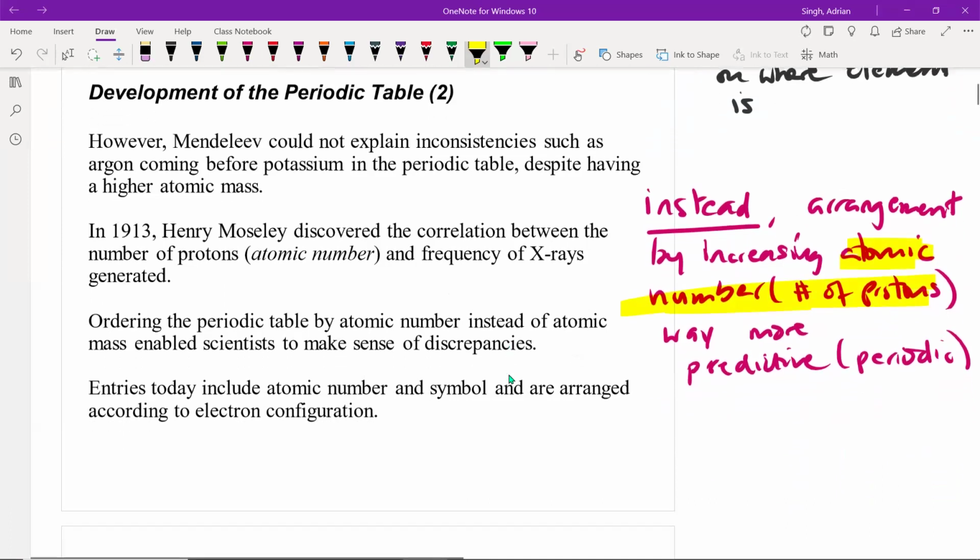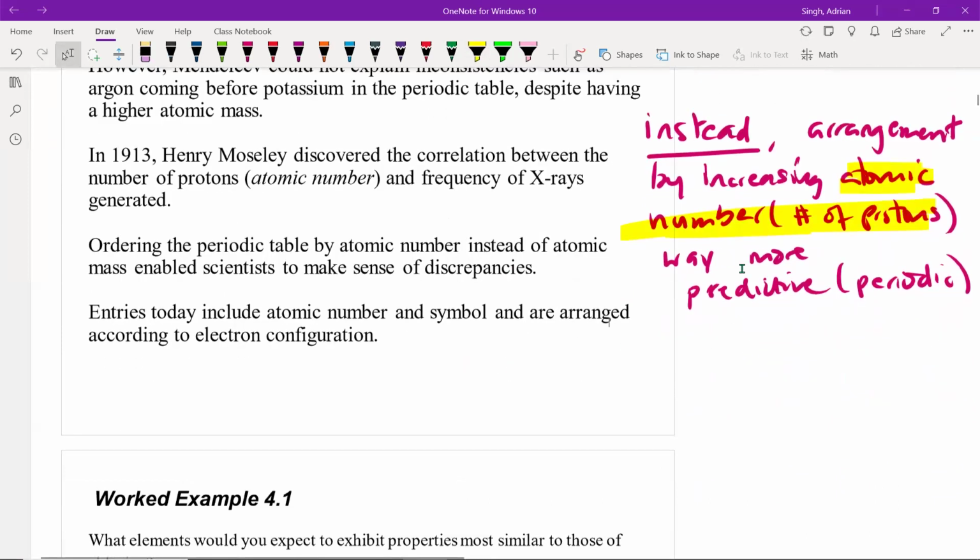As a result of that, we're going to see there's a tie-in, or a connection, between the number of protons and the arrangement of their electrons as well, in what's called the electron configuration. And we're going to take a look at that in a lot of detail.